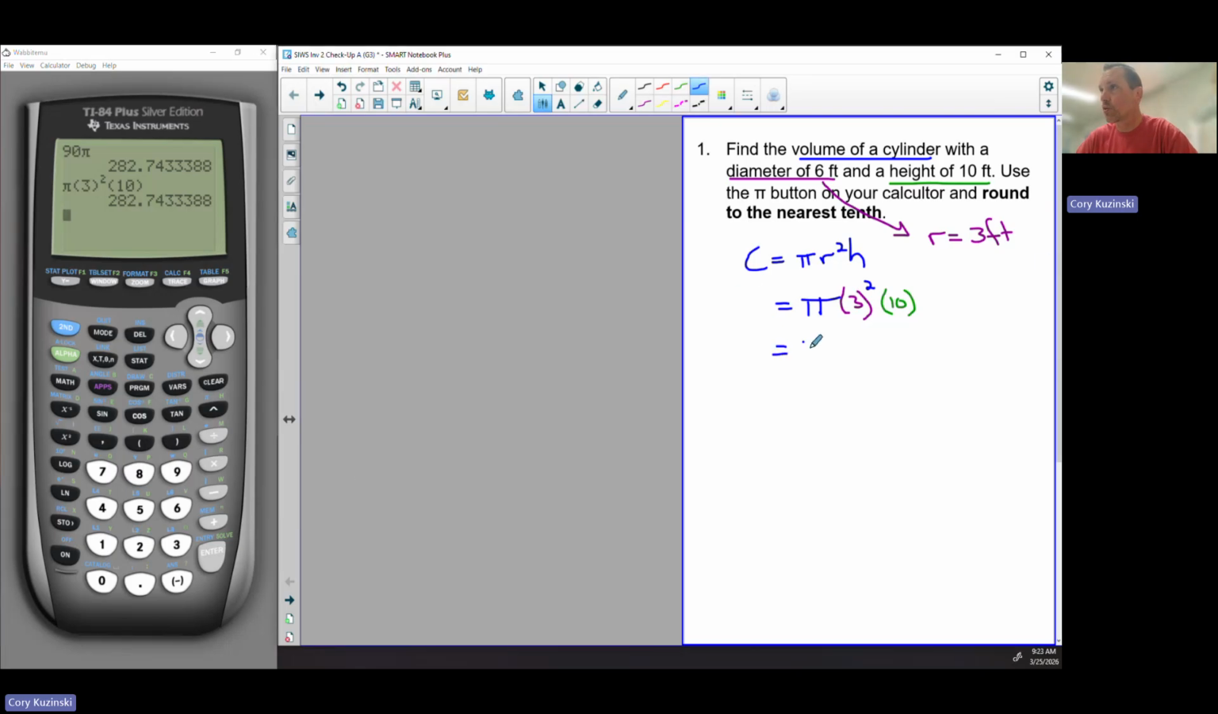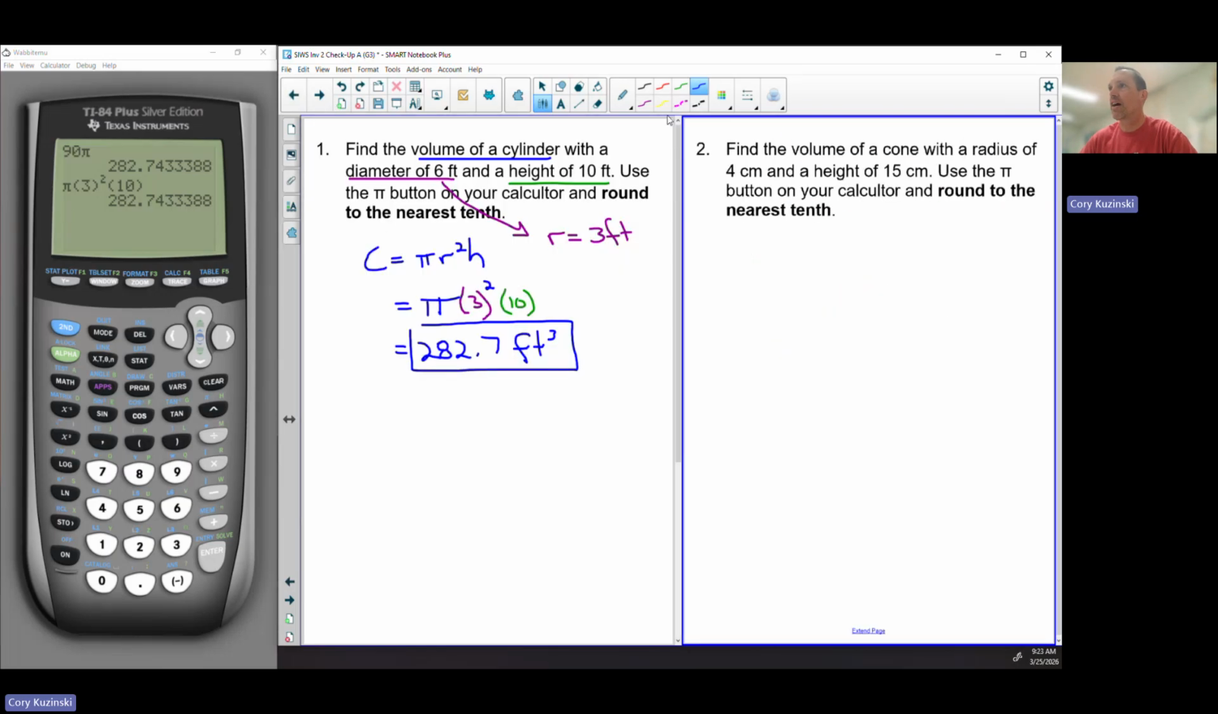So let's do it. 282.7, feet cubed. Cubic feet. All right. Get the volume inside. That's how we do this.